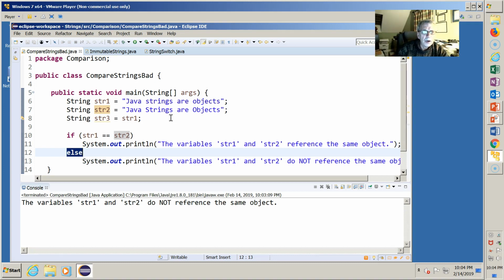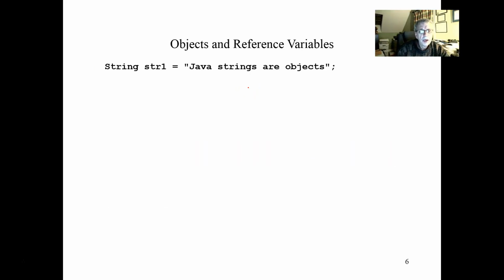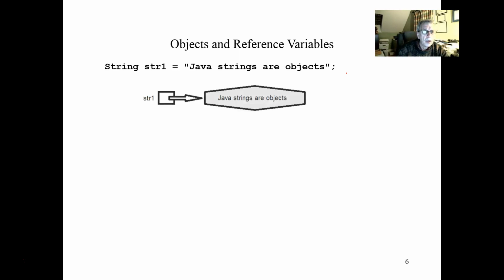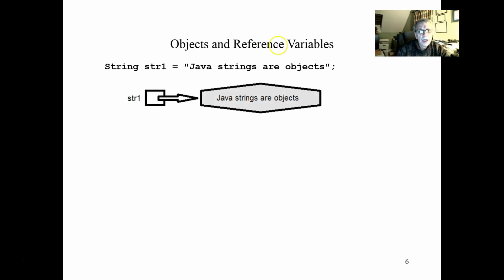Let me go back to the video and show you a little graphic that will hopefully make this point much clearer. Okay. Take a look at the concept here of declaring str1 as our string reference variable, and we give it the same string that we just saw in the code a moment ago. This is what happens. str1 is a reference variable.